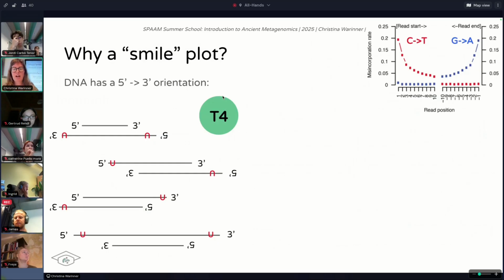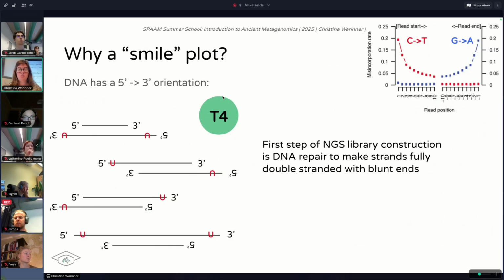So let's just talk about what happens here. Why do we get this smile plot with C to T's on one side and G to A's on the other? How does this occur? The first step of next generation library construction is to repair the DNA, because we can't sequence DNA that has all these overhangs. We need to make them blunt. And we do this with an enzyme called T4 polymerase, which ultimately comes from a virus.